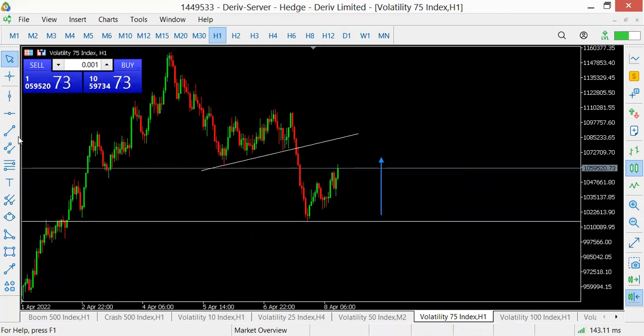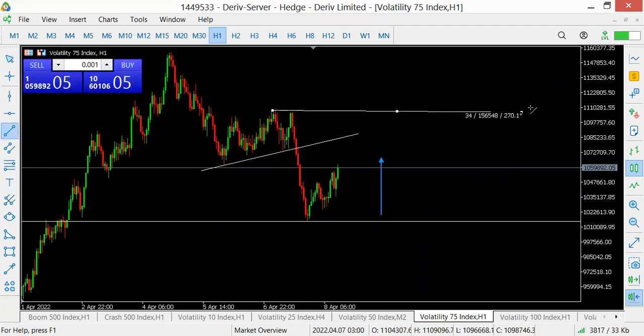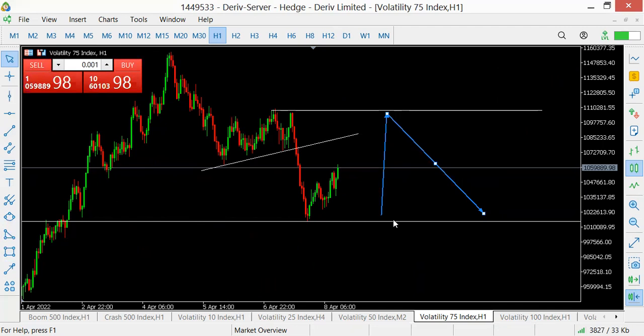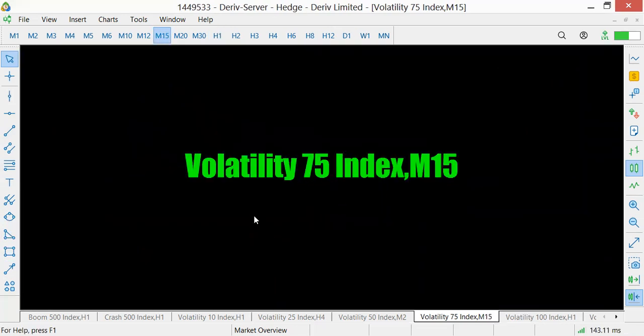Hopefully, we look at price buying to this point, and then respecting this resistance point, and then further dropping to the downside to retest this support region. So guys, that's that about that on VIX75 index.